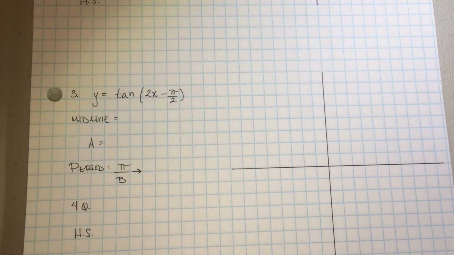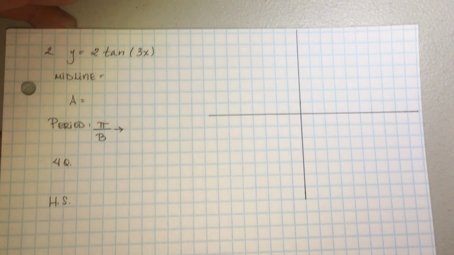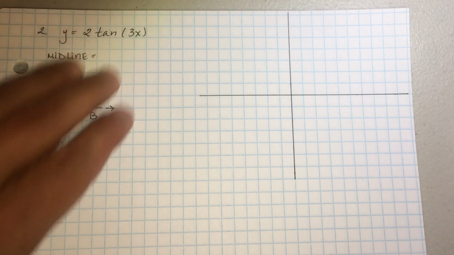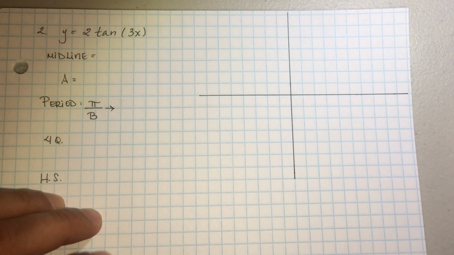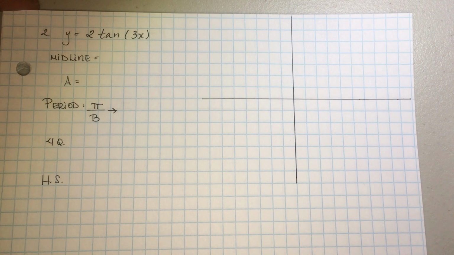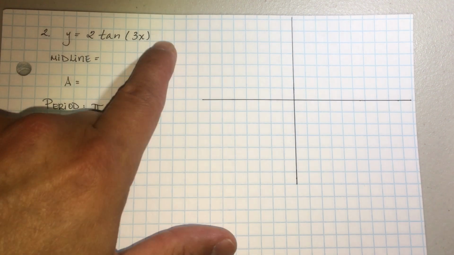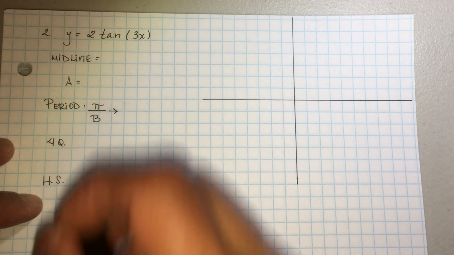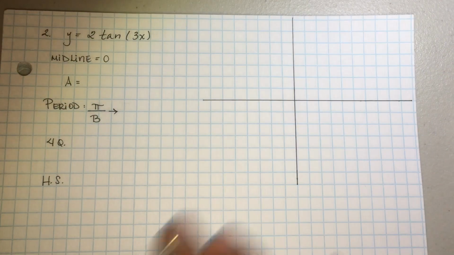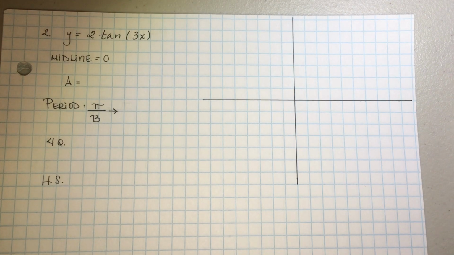Okay. So let's go see if we can do a few more of these. Okay. Always start off with your toolbar here that you can use. What's your midline? Well, there's no number here. Okay, cool. So that means it's 0. We're going to keep it in the middle.